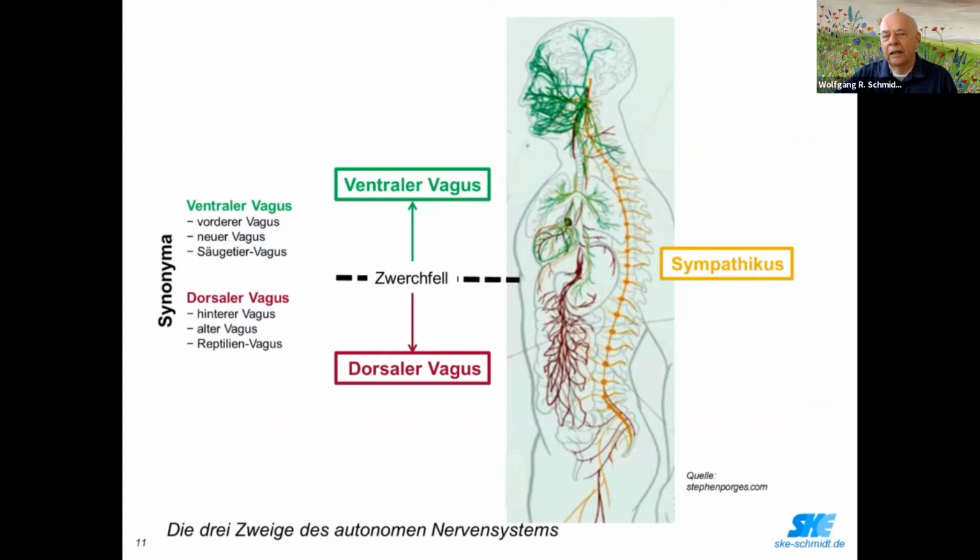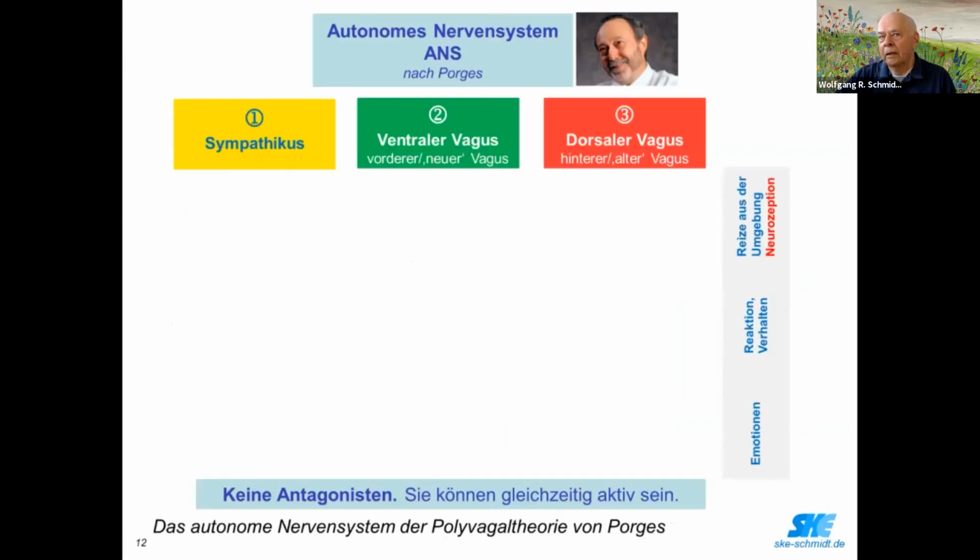And here we can see both branches, the dorsal in red, the ventral in green, the sympathetic in yellow. The diaphragm is almost like a watershed. Everything that is above is very much regulated by the ventral vagus. And you can see that the ventral vagus has a lot of branches into the head, into the face. And this helps us to give and to receive signals in a group or in a family.